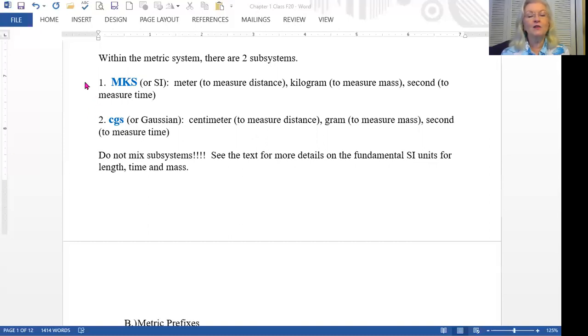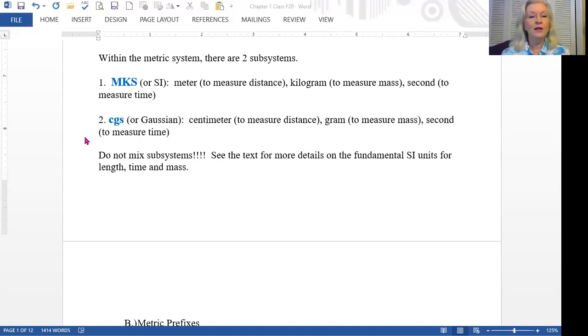And it used to be in physics, we would go back and forth. If what you were measuring was a very small thing, you probably used CGS units for it. If what you were measuring was really large, you would use MKS. Now we use MKS units unless you're told not to. So we will probably stick with MKS units with a few exceptions along the way.